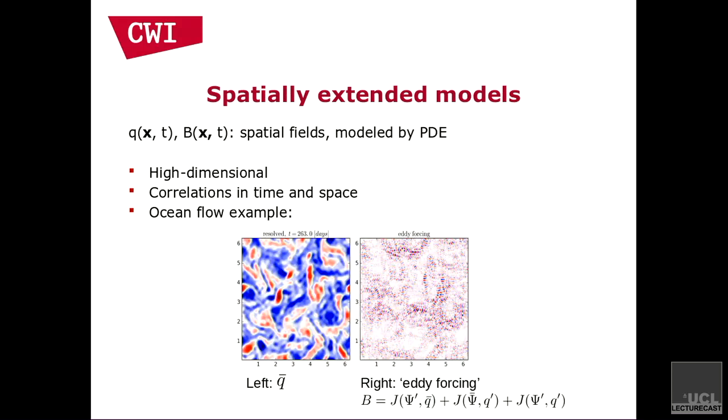And if you do that, this is what I do over here. So now I do consider the full entire field. So then this becomes very high dimensional. And you also get correlations in time and space. So as an example, again, it's simple, let's say, a toy example of an ocean flow. This is the Q bar, so the best possible model, and this is the subgrid filter. This is called the eddy forcing. It's basically any part of the Jacobian that contains some unresolved scales.